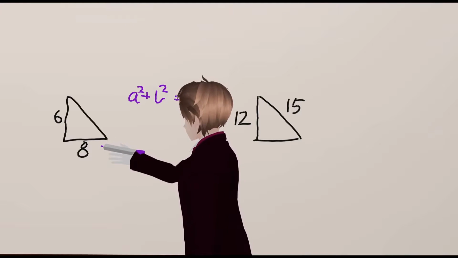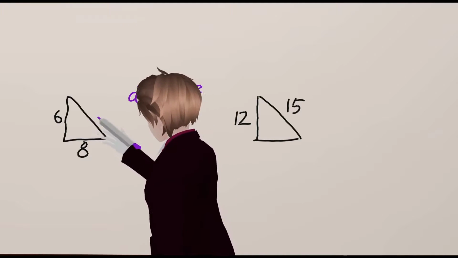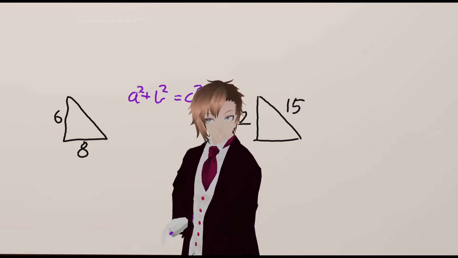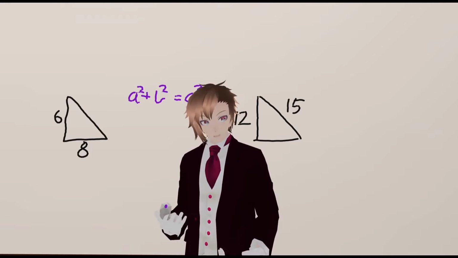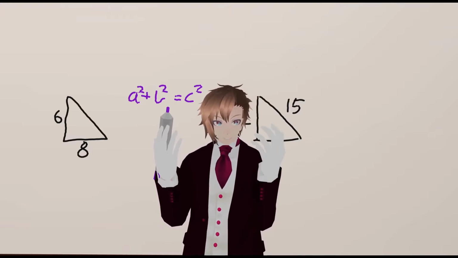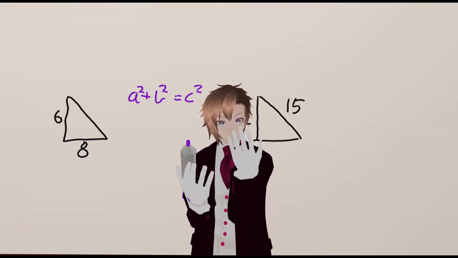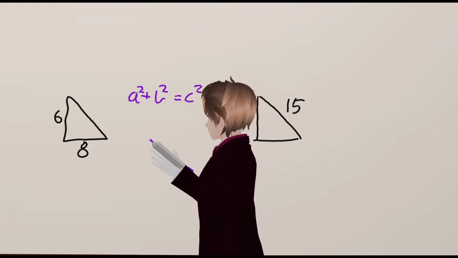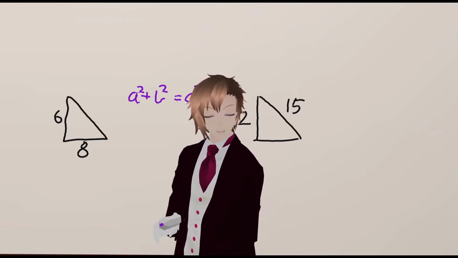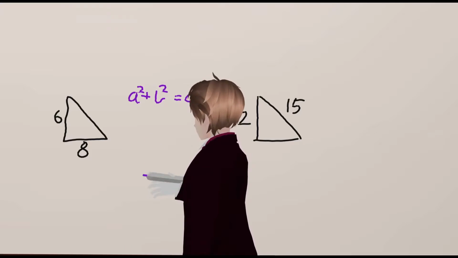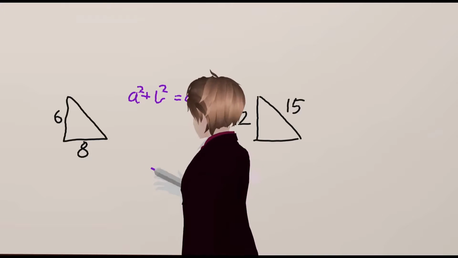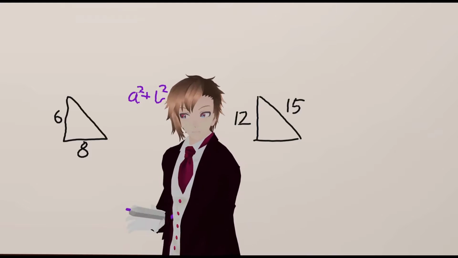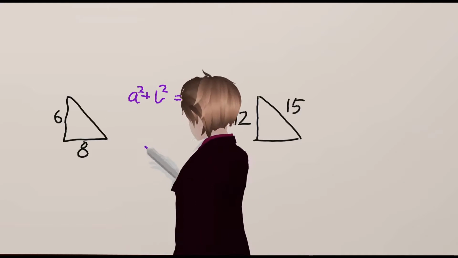So here I have an 8, and here I have a 6. Now you'll notice that we are just plussing two things together. So if we did 5 plus 3, we get 8. But if I do 3 plus 5, I also get 8. So it doesn't matter which one you say is A and which one you say is B. It will always work out, as long as it's not the long side. The long side is always C.